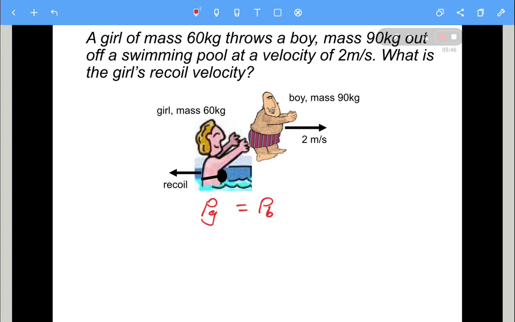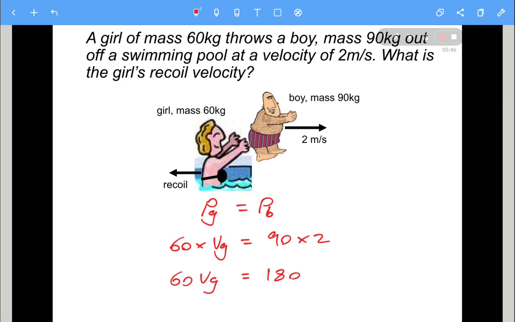So momentum of the girl would be the mass times the velocity. So the mass is 60 kilograms multiplied by the velocity. I'll just put velocity of girl equals the momentum of the boy. So that's mass times the velocity. So that's 90 times 2. So then we just need to figure it out. So we've got 180 on the right hand side and then 60 lots of Vg on the left hand side.